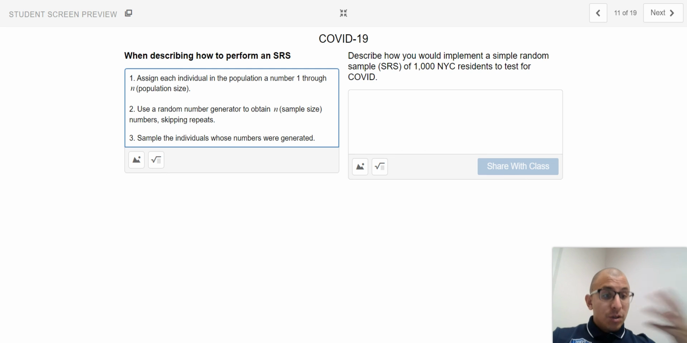So I ask you, if you were the person in charge, in a position of influence, position of power, making live decisions, how would you implement a simple random sample of 1,000 New York City residents to test for COVID?